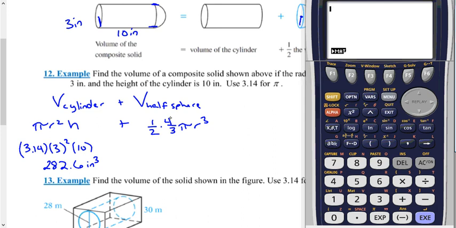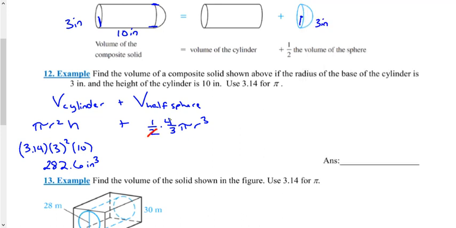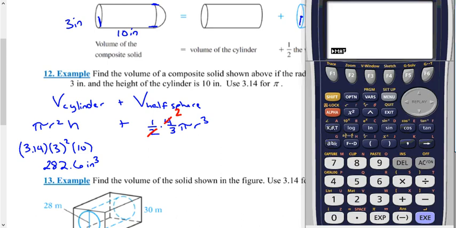Me personally, I would go through, and I'd say, oh, let's cancel that out. 2 and 4 reduce because we're comfortable with fraction work. We can do this, and now I just use 2/3 pi r cubed. I'm going to get the same answer. If you don't like that, then don't do it that way. Do 4/3 pi r cubed, and then in the end, divide your answer by 2.